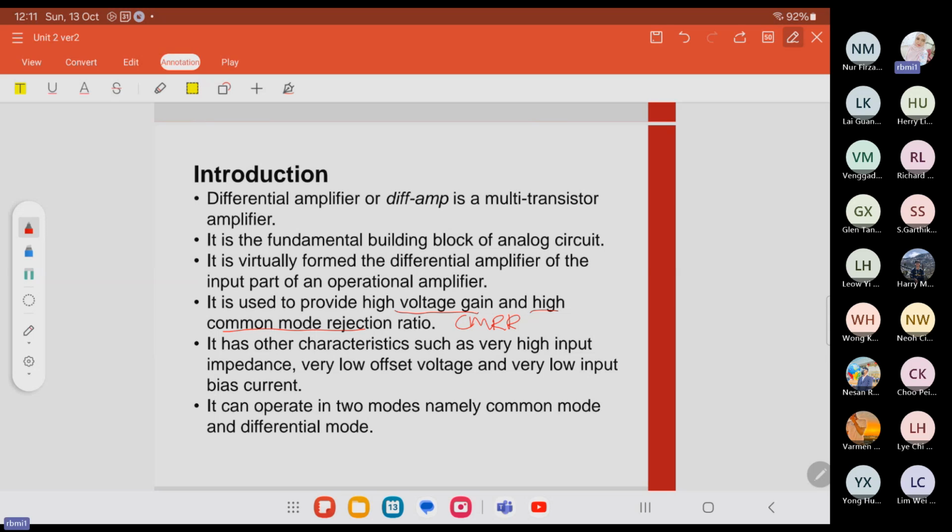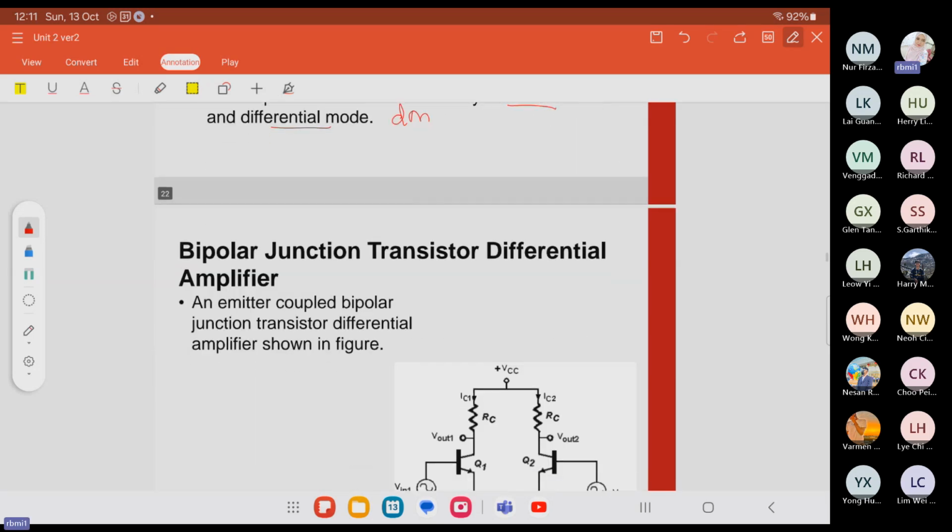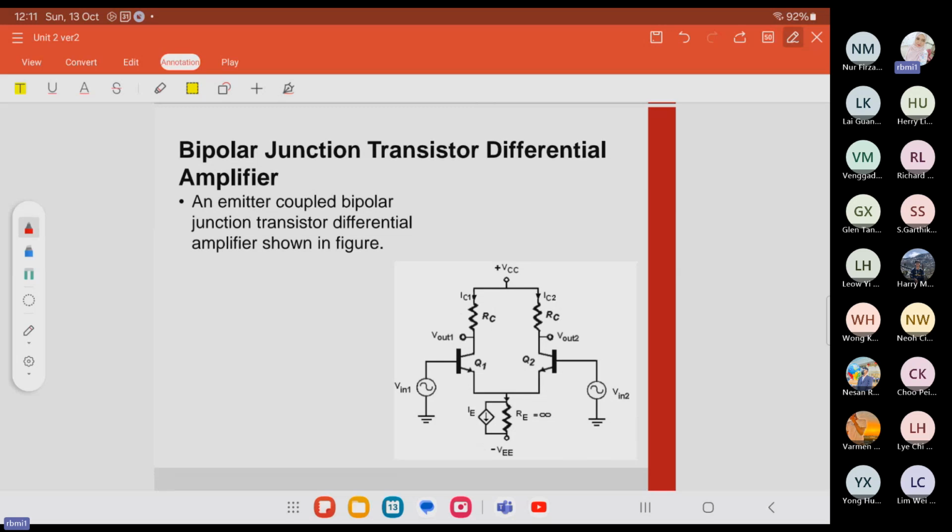It can operate in two modes, namely common mode and differential mode. Okay, if two input voltages are equal, the differential amplifier gives an output voltage of almost 0 volts. There is no value at the V out. If the two input voltages, V1 and V2, considered as V plus and V minus, are not equal, the differential amplifier gives a very high voltage gain. That is why we call it the differential amplifier.